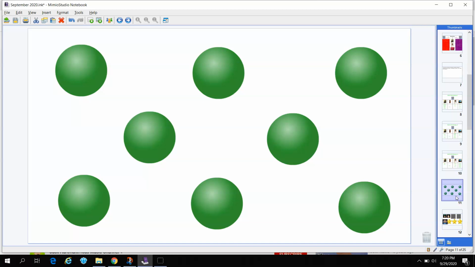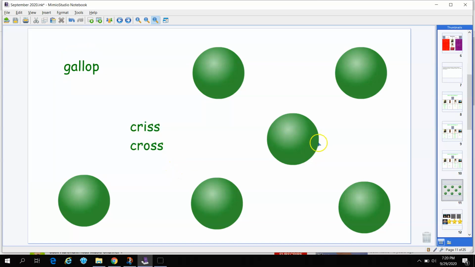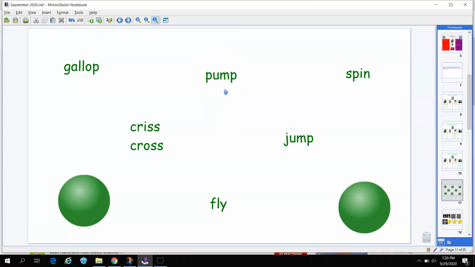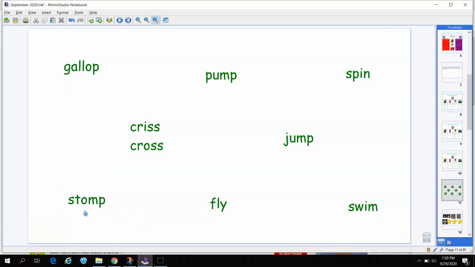Welcome back. All right, here we go. Let's see how many of the action verbs in the song did you remember? Did you get gallop? How about crisscross? Did you get jump? Did you remember spin? How about fly? Did you remember pump? Swim. And the last one is stomp. How many did you remember?